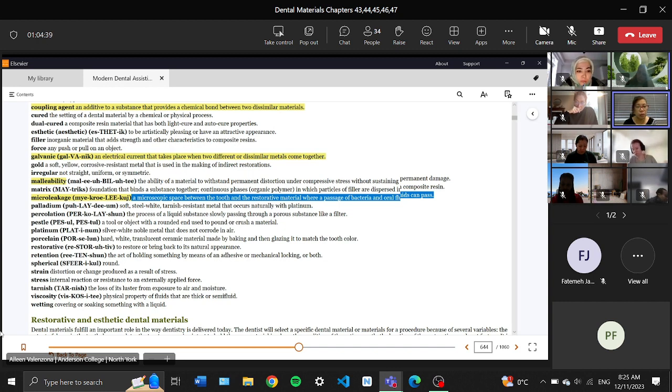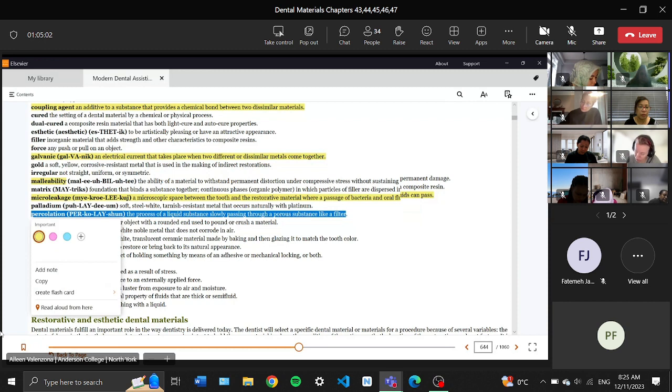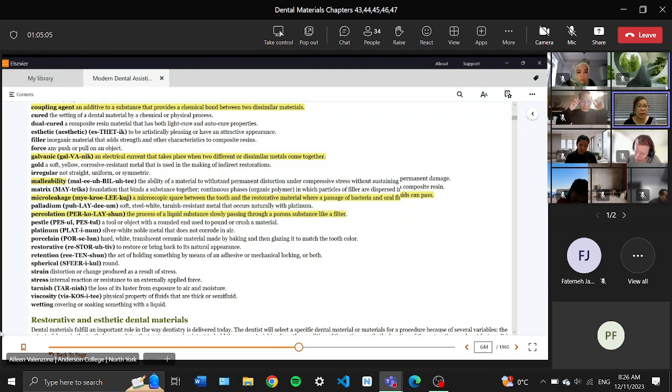Palladium, a soft steel-white tarnish-resistant metal that occurs naturally with platinum. Percolation, the process of a liquid substance slowly passing through a porous substance like a filter. Pestle, a tool or object with a rounded end used to pound or crush material. So, mortar and pestle, the pestle. Because before, we used to grind or pound a material.